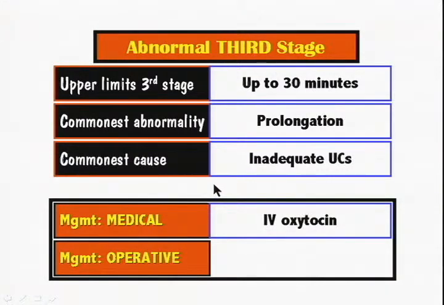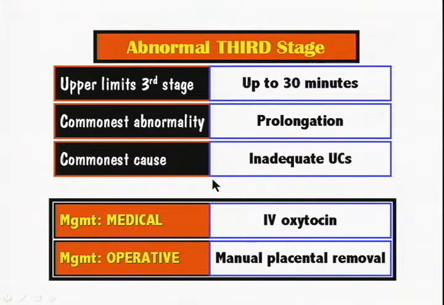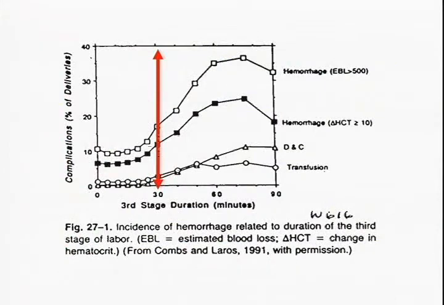What if, in spite of adequate contractions of the uterus, and the uterus is firm, it still hasn't separated? In that case, you may need to go in with your hand and manually dissect between the uterine wall and the placenta and remove the placenta. Good pain relief is, of course, important here, because you don't want to do cruel and unusual punishment on this lady who's just had a baby.